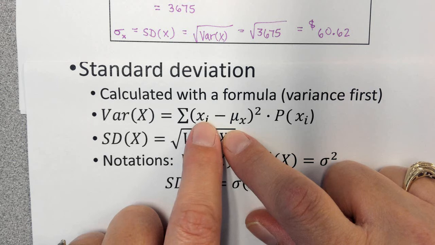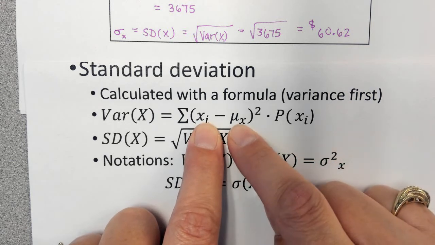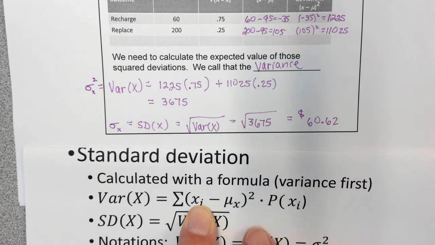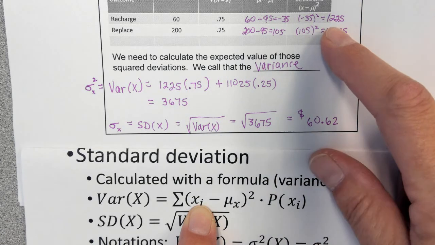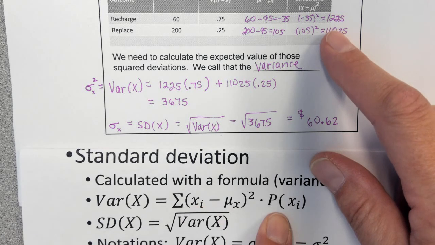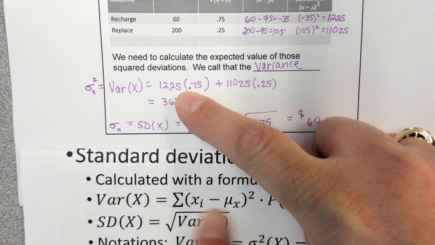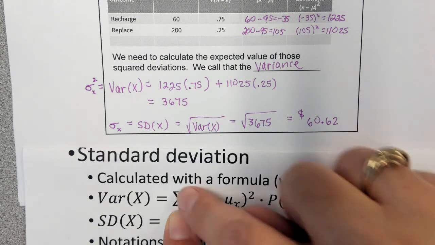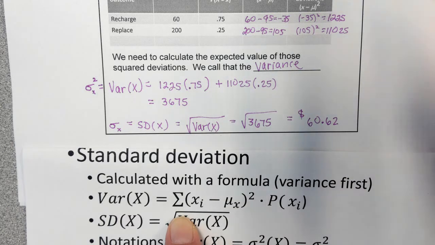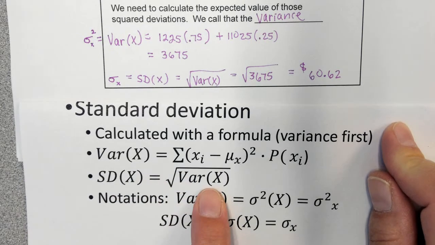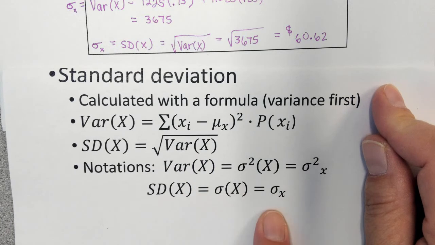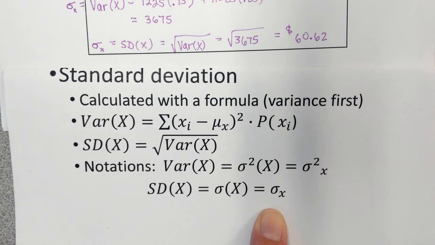So we're going to take each of our little x values, subtract the mean, which is what we did right here in the table. Then we'll square them, which is what we did in this part of the table. Then we multiply them by their probabilities, which is what we did here. And then the sigma says we're going to sum those, which was when we added them here. So we actually applied this formula, but we did it in sort of baby steps. And then we take the square root of the variance to get the standard deviation. And then your alternate notations are all there as well. So that's already in your notes.